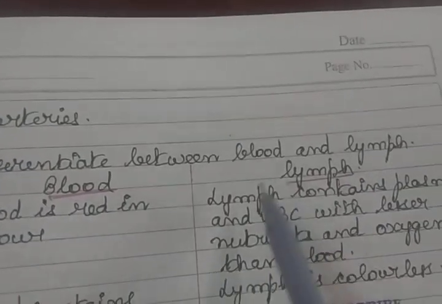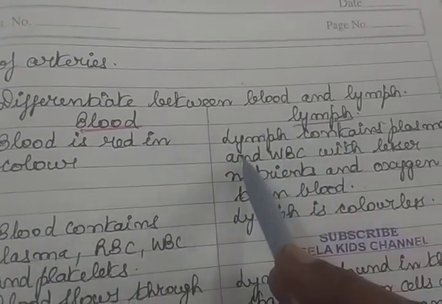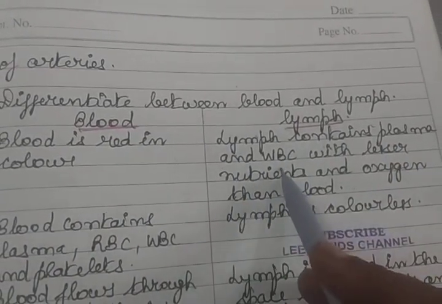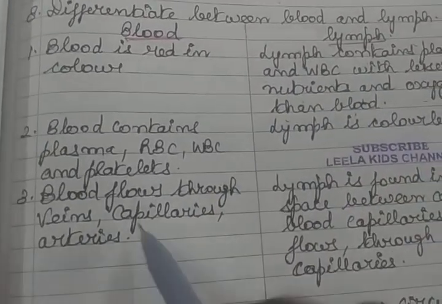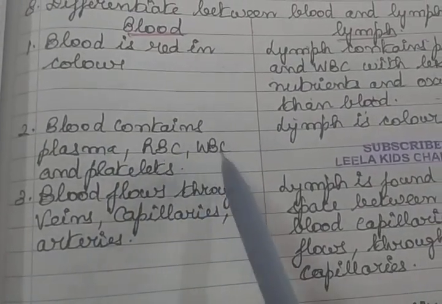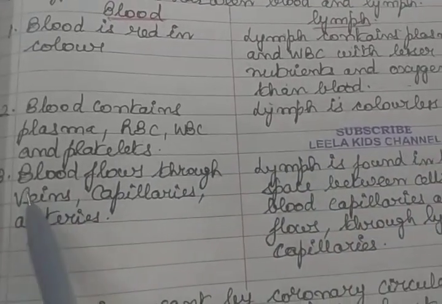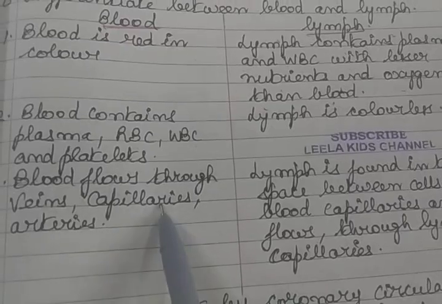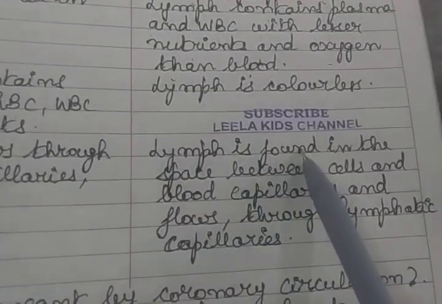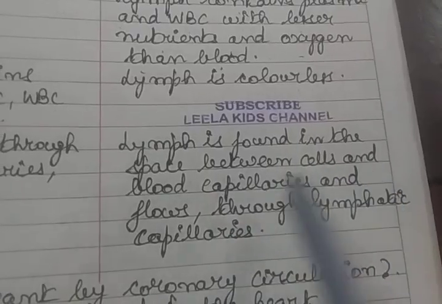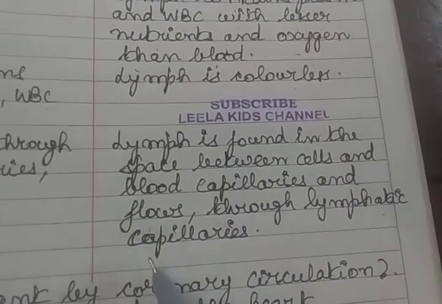Differentiate between blood and lymph. Blood is red in color. Lymph contains plasma and WBC with fewer nutrients and less oxygen than blood. Blood contains plasma, RBC, WBC and platelets. Lymph is colorless. Blood flows through veins, capillaries and arteries. Lymph is formed in the space between cells and blood capillaries and flows through lymphatic capillaries.